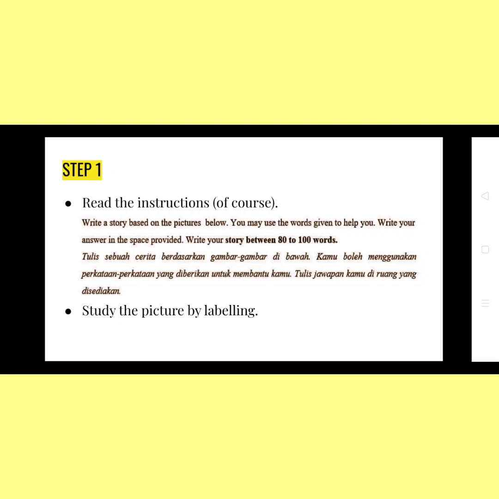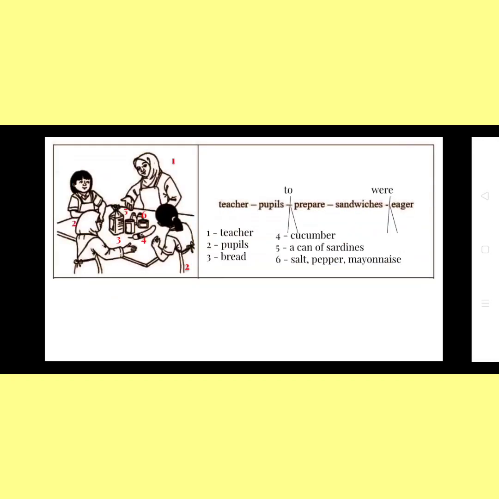After you read and understand the instruction, you study the picture by labeling. Picture 1. Look at the picture carefully. There are 5 words given: teacher, pupils, prepare, sandwiches, eager. I have labeled the picture in number 1, teacher, 2, pupils, 3, bread, 4, cucumber, 5, a can of sardines, 6, salt, pepper, mayonnaise. I have also added 2 more words: to prepare, were eager.